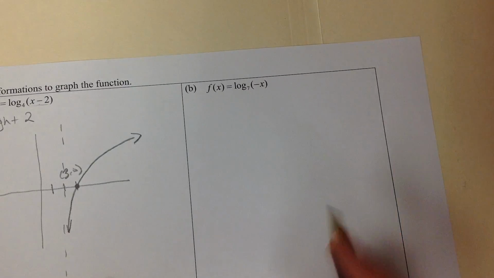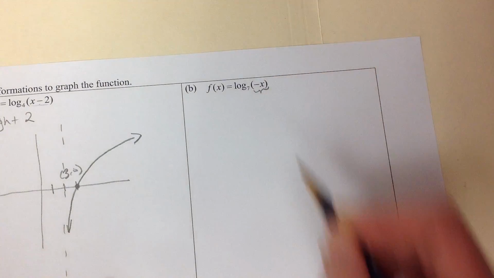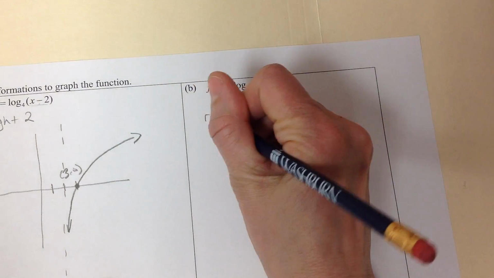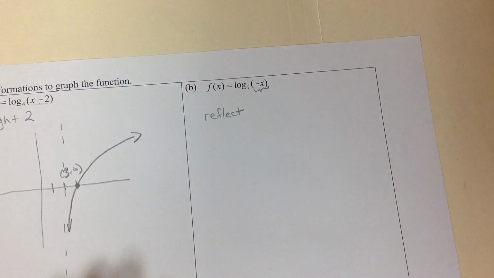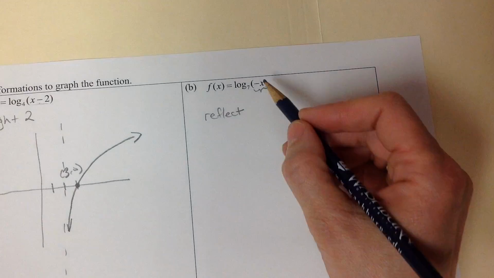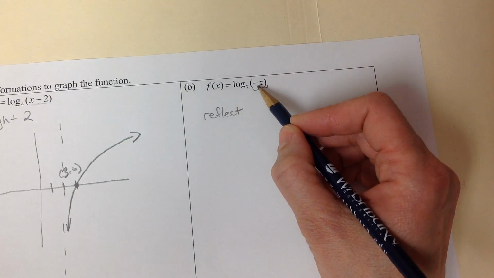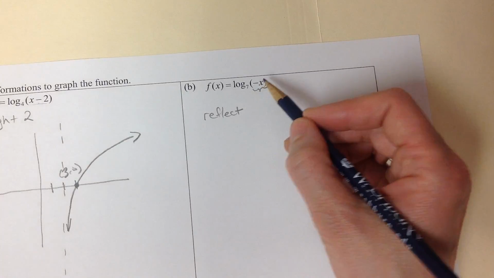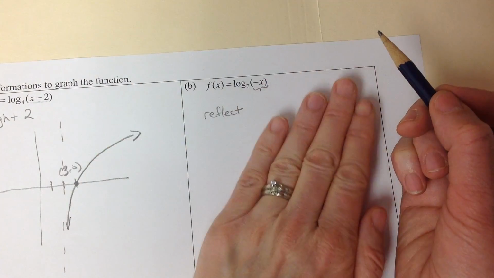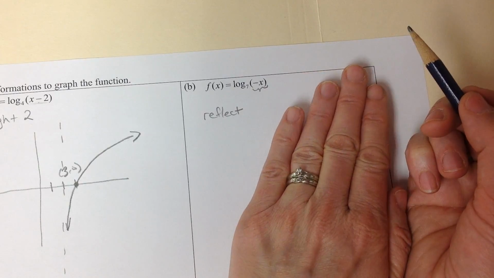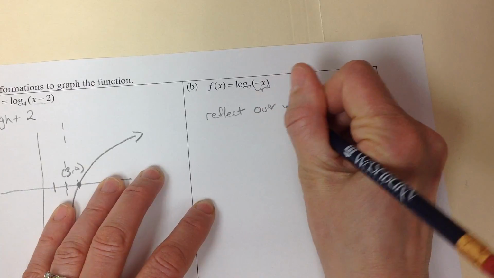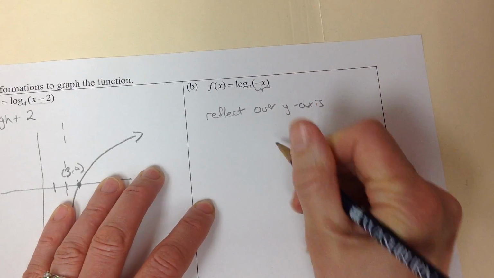Okay, and now for this one, what we have is a negative sign that's different on the inside of our logarithm graph. Negatives always reflect, and we need to think about which axis it reflects over. Well, it's in with the parentheses with the x, so that means it changes the x values. And the x values are changed with the y-axis. So we get positive x's on the right side, negative x's on the left side. So this is going to reflect over the y-axis.